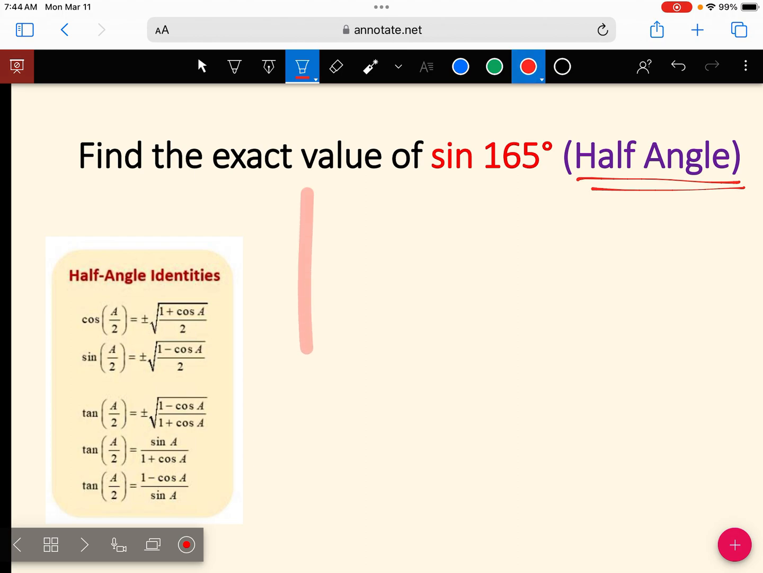Now, 165 though, before I move forward, 165 would be in what quadrant? Show me with your fingers. What quadrant is 165 in? All right, is sine positive or negative in quadrant 2? Positive. So again, we're going to use the positive. So you always want to start by asking yourself that question. What quadrant is it, positive or negative? You start with that.